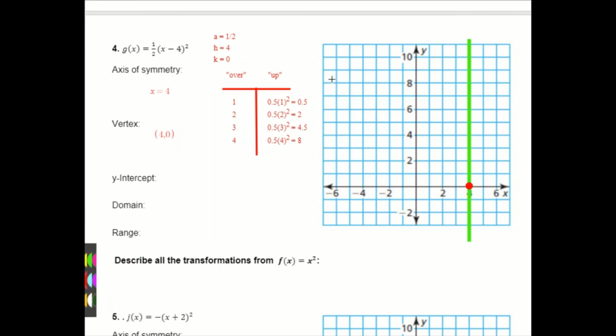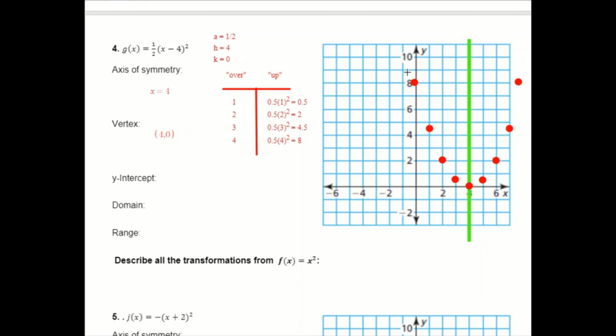So if I go over 1, I'm going to go up 1/2. We have that vertical compression behavior happening here. Over 2, up 2. Go back to the vertex. Over 3, up 4.5. 1, 2, 3, 4.5. And then over 4, up 8. It's not going to fit over here, but 1, 2, 3, 4, 2, 3, 4, 5, 6, 7, 8. So it's going to be roughly right there.